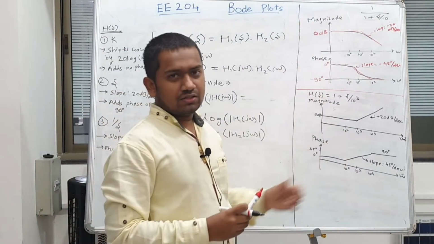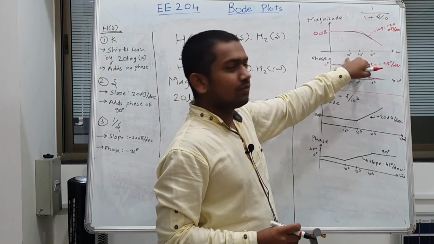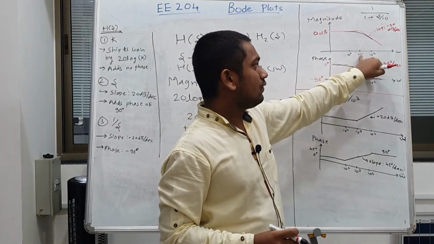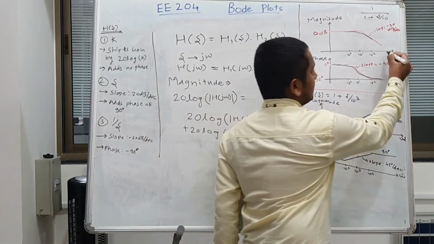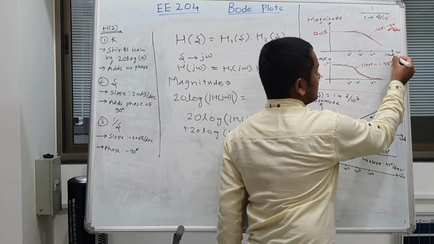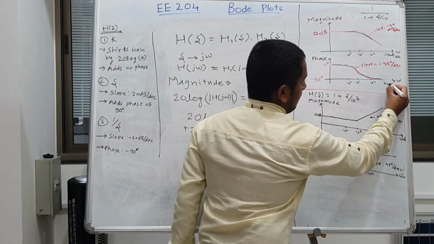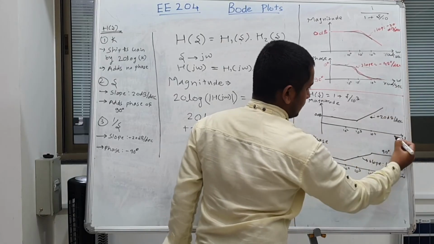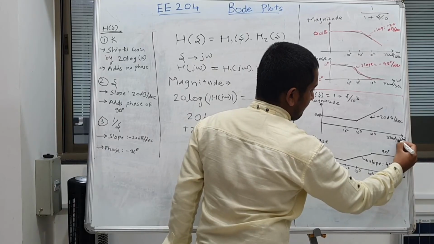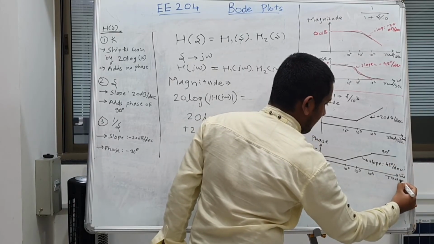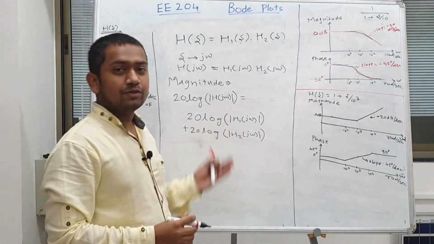In our previous discussion, we drew frequencies in the order of 10 to the power 0, 1, 2. The unit of these frequencies is radian per second because it is an angular frequency. So I'll write it on every plot. Now let's look at what happens to the phase plot.